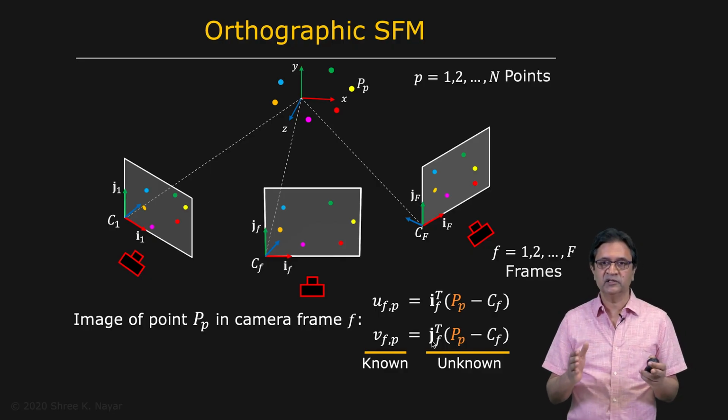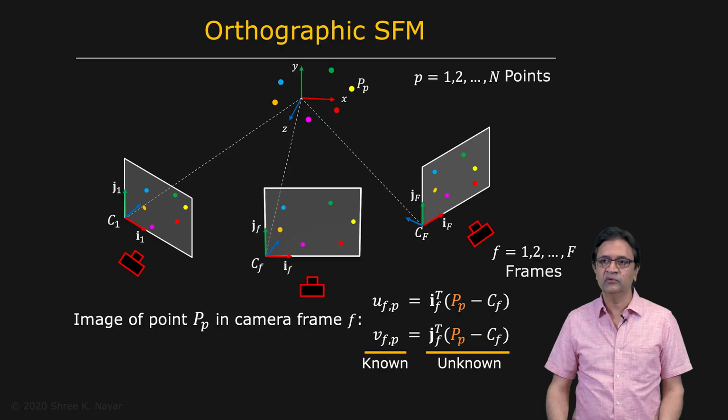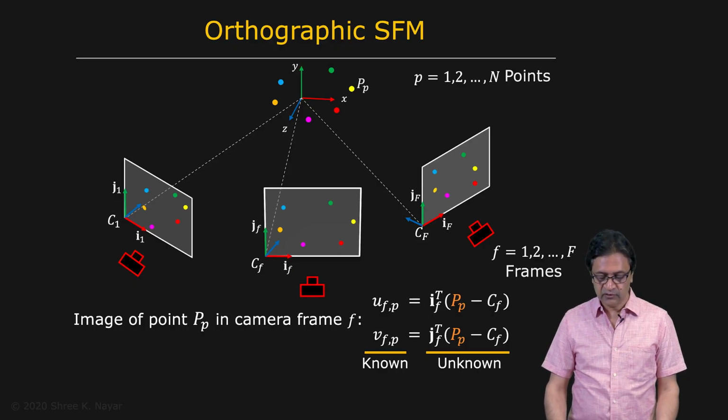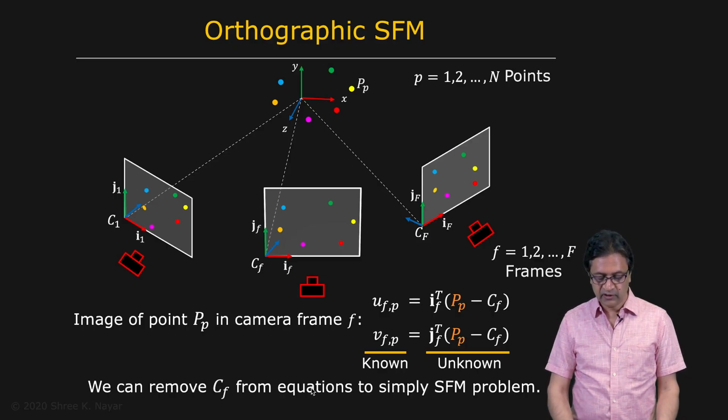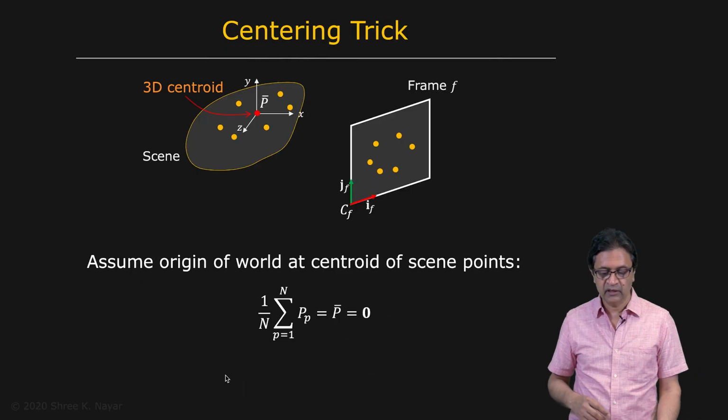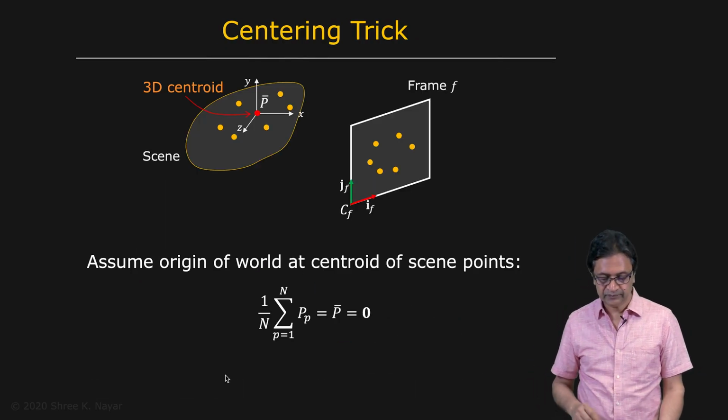You can see why this is a really challenging, interesting problem. So the first thing that we do is we remove one of these unknowns, which is CF. It turns out we can use a little trick to remove CF from these equations. So let's take a look at that trick. It's called the centering trick.